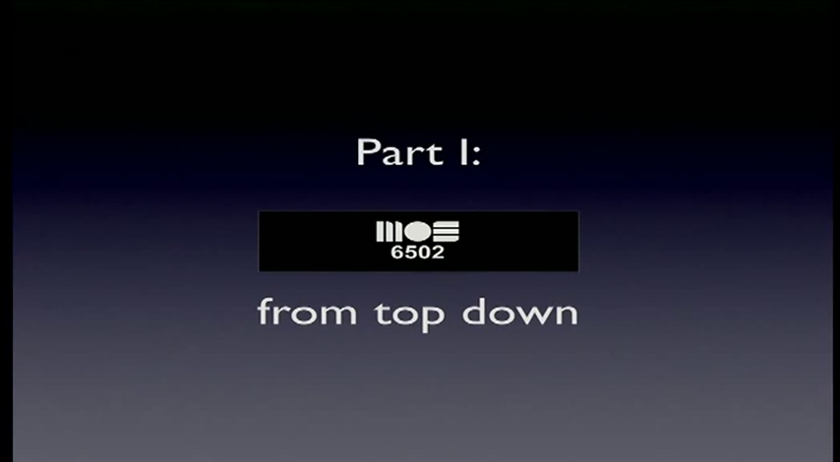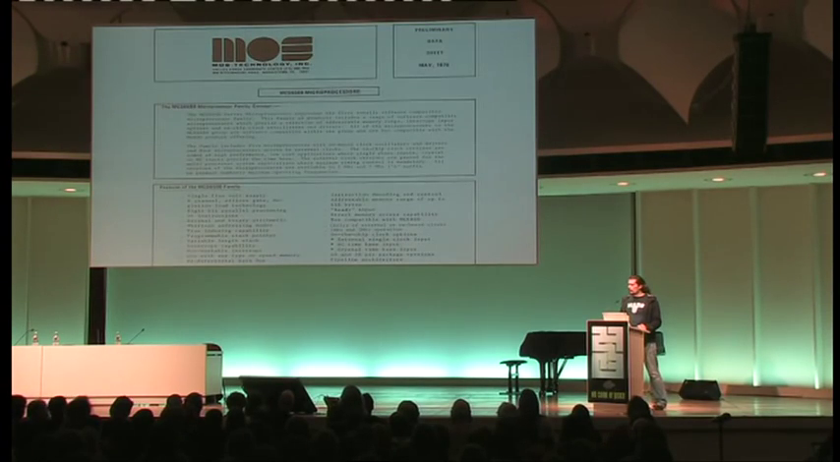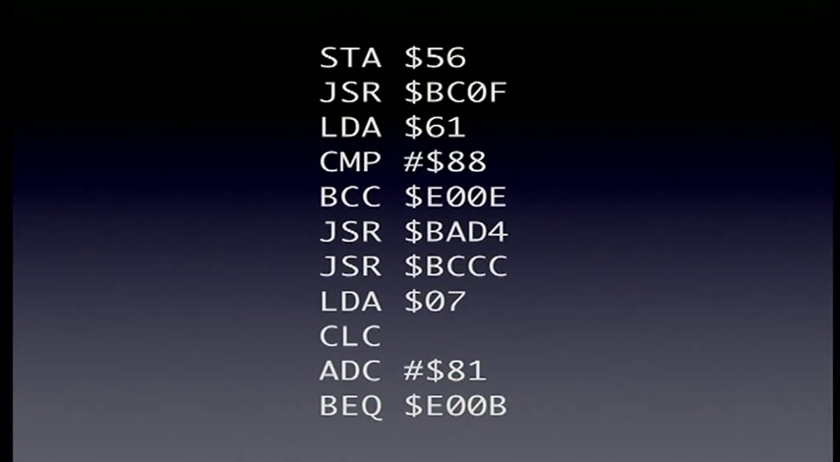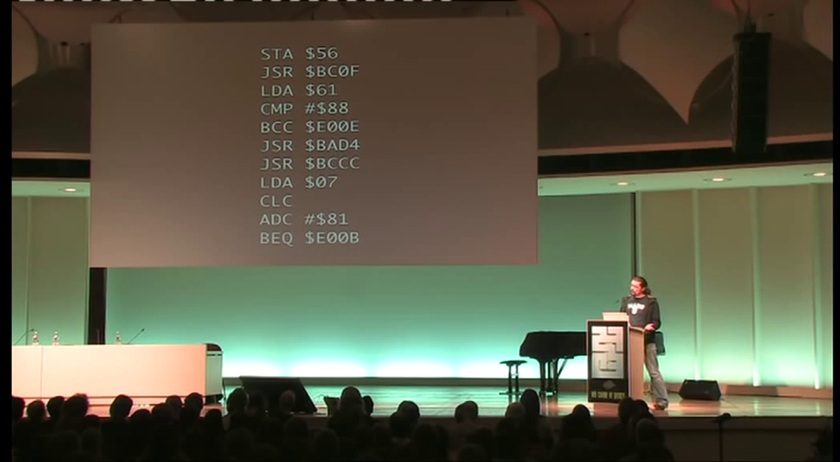Whenever you want to start with a new CPU, you would start with some data sheet or something. Let's not do that. Let's just look at code. For all those who haven't seen 6502 code, let's walk through some instructions here. STA, store accumulator, you have three registers, A, X, Y. JSR, jump to subroutine, this is the call instruction. LDA, load accumulator, compare. Compares the A register, BCC, branch if carry clear, so it branches if it's lower than the compared value, jumps to subroutine again. Then there's the addition instruction. You always have to clear the carry flag before you add, because the carry also gets added if you don't want the extra carry. BEQ, branch equal.